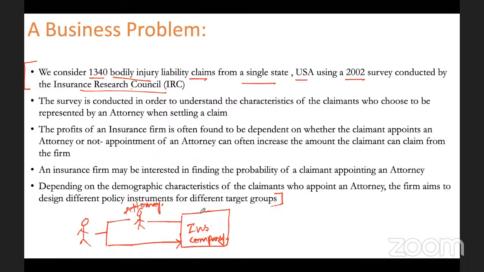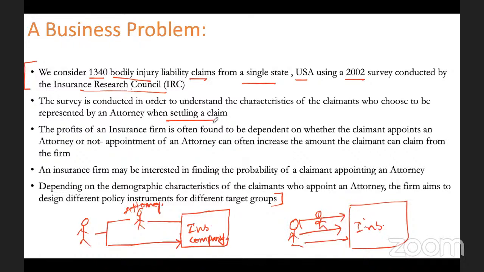Now, what happens? This insurance company wants to understand something before giving the insurance policy to any customer. This customer wants to buy an insurance policy, so the customer would approach the insurance company. Before selling that insurance policy, the insurance company wants to understand whether, when settling claims, this customer would follow process one, through an attorney, or process two, filing the claim settlement themselves. Why does the insurance company want to understand whether this customer would go through an attorney or file all the documentation by themselves?